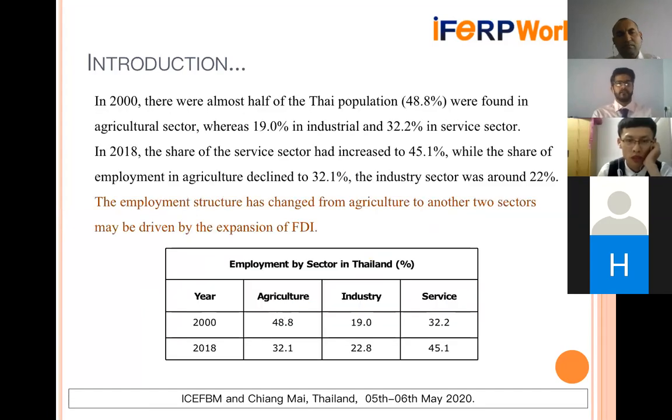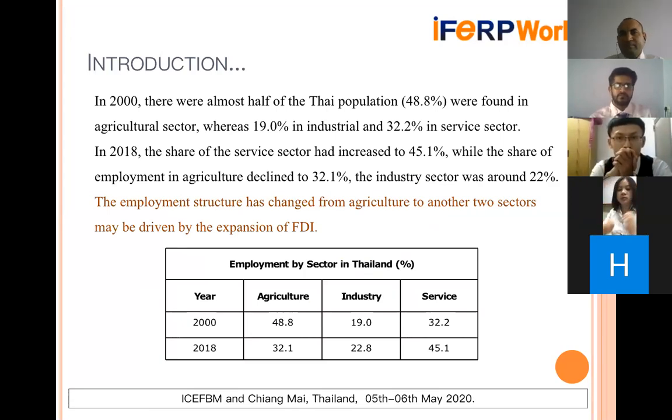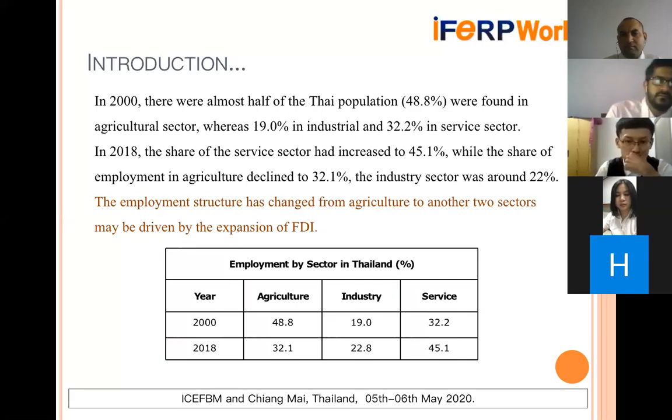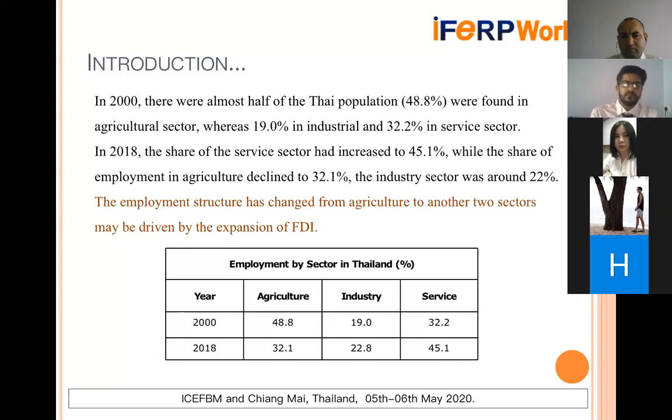In 2000, almost half of the Thai population was found in the agricultural sector, whereas 19% were in industry and 32.2% in the service sector. In 2018, the share of the service sector had increased to 45.1%, while the share of employment in agriculture declined to 32.1%. The industry sector was around 22%.